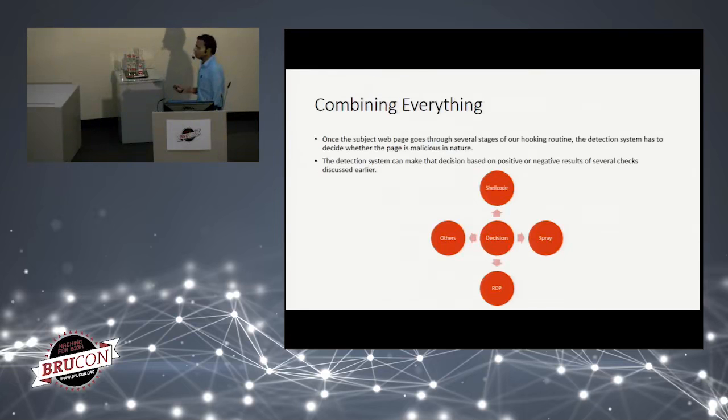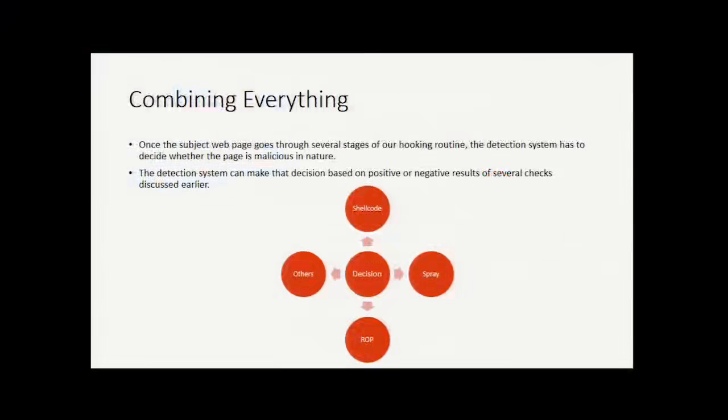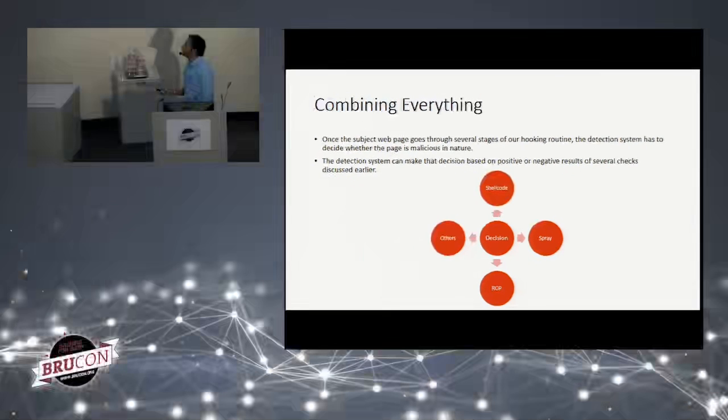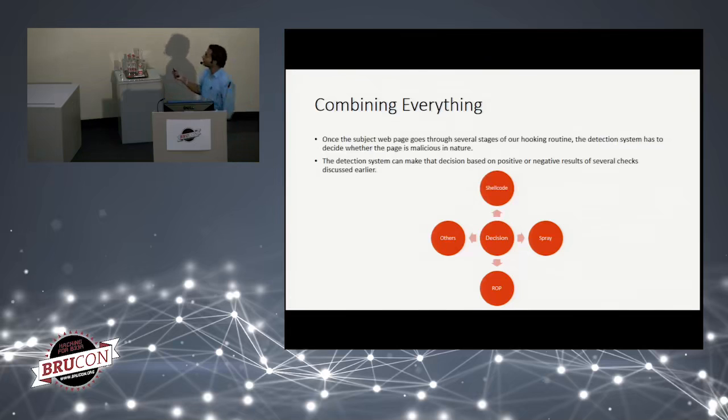So what we have seen so far, we have to combine everything together to make a decision whether the page in question is malicious in nature or not. We have some code checking whether shellcode is in place, whether spray is being done, whether there is any ROP chain or not, and there are other anomaly-based detection systems. Based on all this, we have to make a final decision whether the page we are inspecting is malicious or not. This decision is made from the outcome of all the checks we have seen so far.